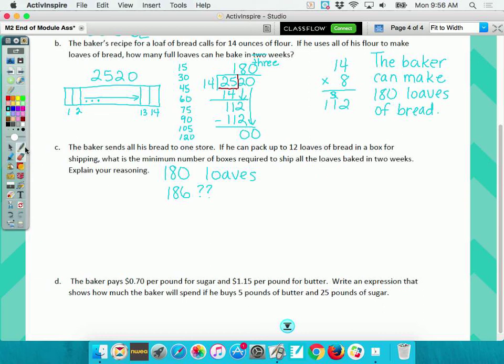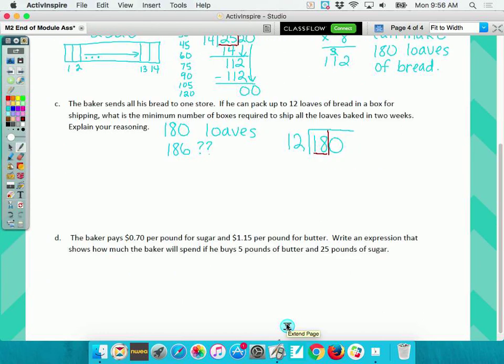180. What? Do you think I'm going to have more than 180 boxes? No. So I have to divide. Now you don't have to skip count on this one because I already know the answer, so you have it memorized. So I'm going to chunk this where? At the 18. And one group of 12 goes into 18. 18 minus 12 is 6. Bring down my 0. 12 times what equals 60? 5. Okay.